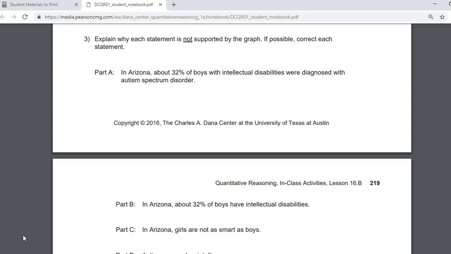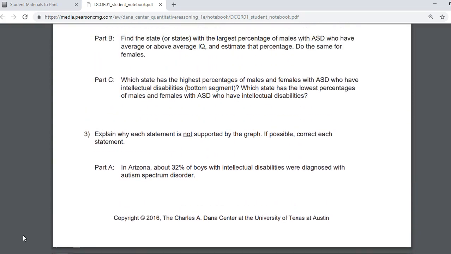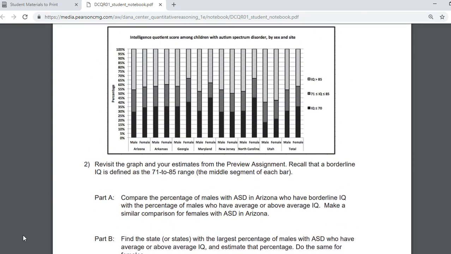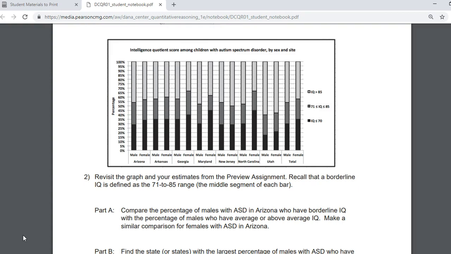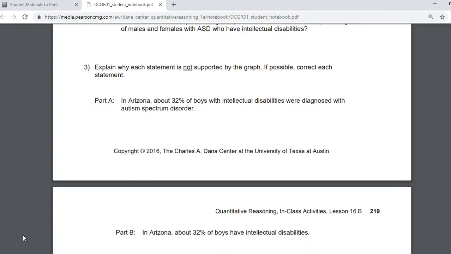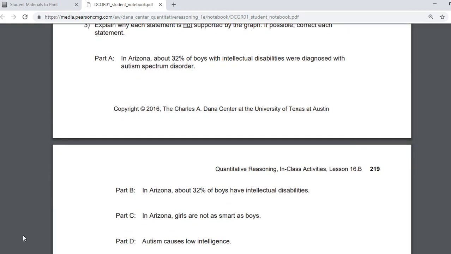Like, is it talking about the Arizona boys? Up here, this whole chart were males and females who are on the autism spectrum disorder. And then down here on this question, what it's talking about is 32% of all the boys with intellectual disabilities in Arizona. And it's not true because our chart was only talking about boys and girls, but in this case, boys who were already on the autism spectrum disorder who then had intellectual disabilities.